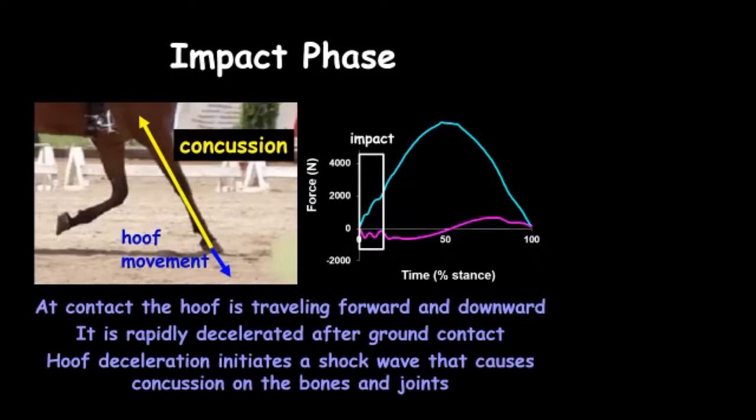And here on the same graph that we saw before, you can see that the impact phase is just this short phase at the beginning of stance, and it's the phase when we have this sort of wobbling effect in both the vertical and more especially in the longitudinal forces that represents that rapid deceleration of the hoof.